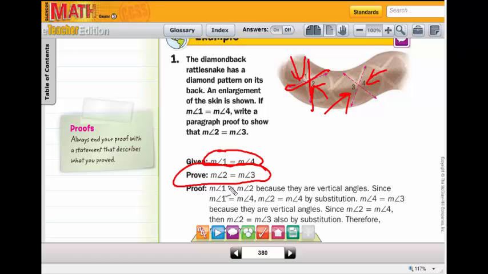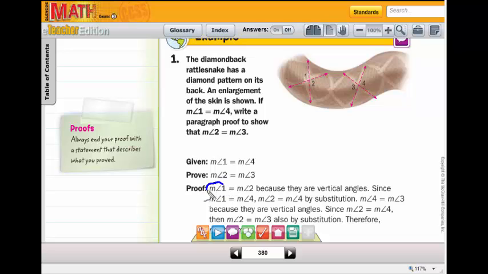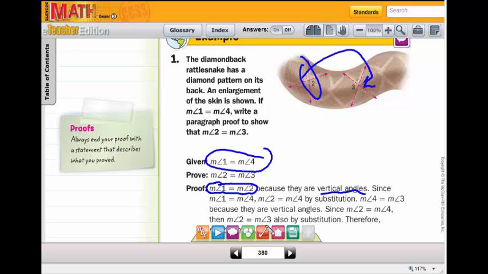First of all, you can say, and let's back up here a little bit. First of all, you can say that the measure of angle 1 has to equal the measure of angle 2. You can say that because they're vertical. So we have 1 equaling 2. Then, since 1 equals 4, remember we were given that, since 1 equals 4, we can substitute and say that 2 equals 4. So now we're to the point where we say that 2 equals 4 because we have substitution.